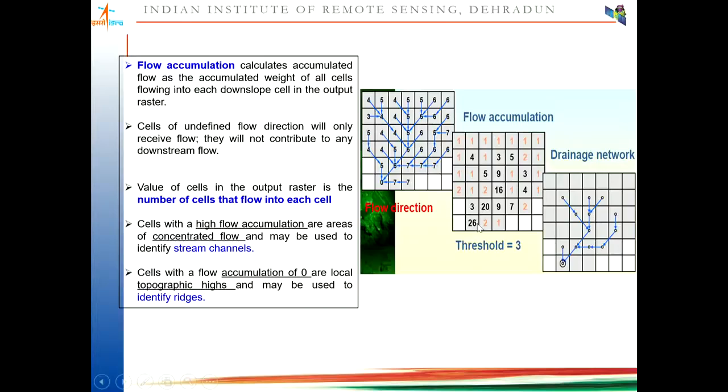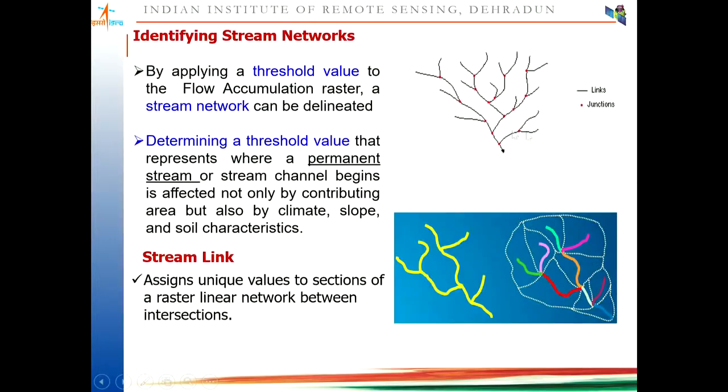And if you link these pixels, then it will form the stream channel. So by using flow direction and flow accumulation, you can generate the drainage network map. You will be able to generate a drainage map like this one, with first order, second order, and then linkage.